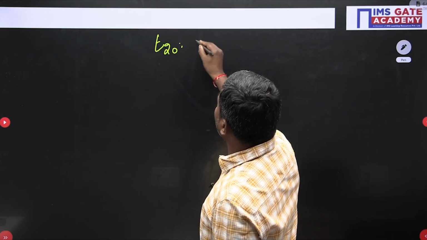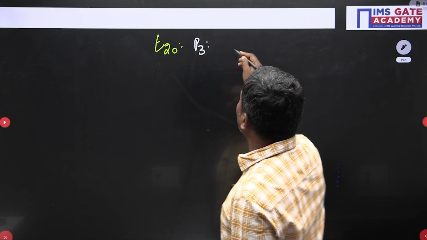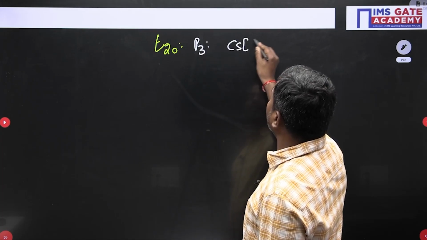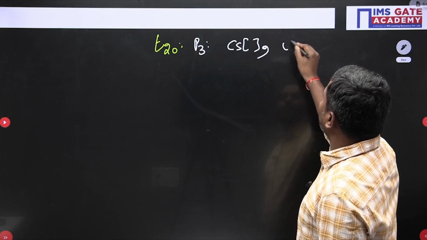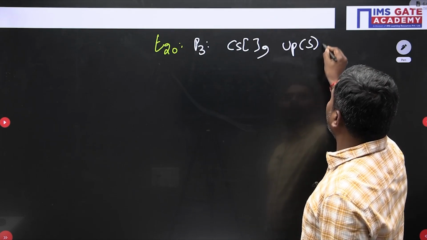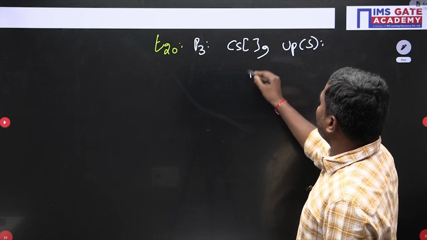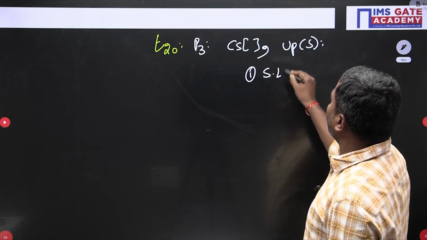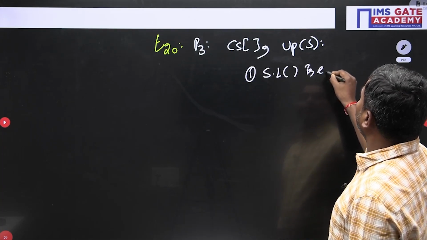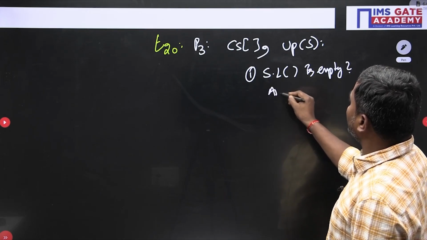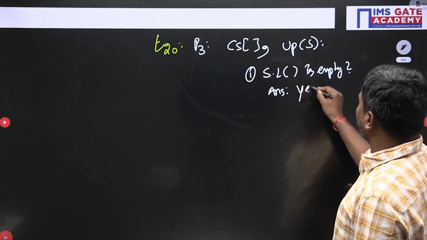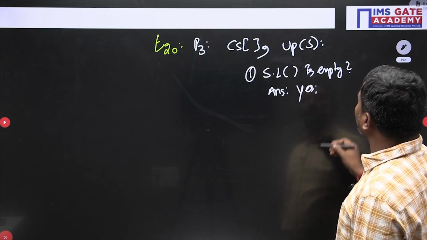So process P3 came to where? Directly it will come to the critical section. The critical section job completes. Once this is done, it also performs what? Up on S. Now up on S. What is step number 1? S dot L is empty. Is it empty? What is the answer right now? Yes, it is empty.